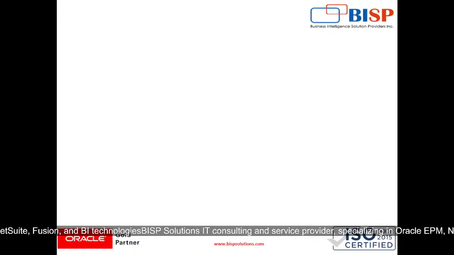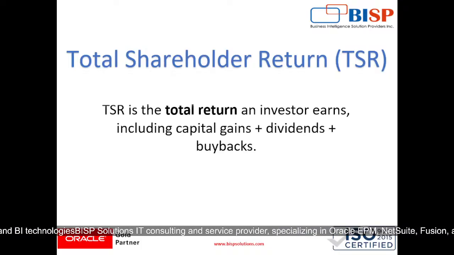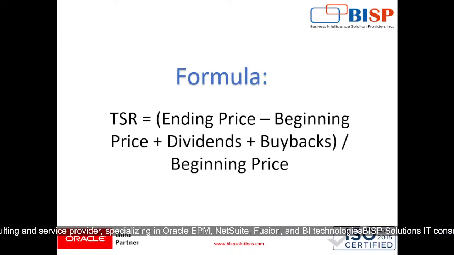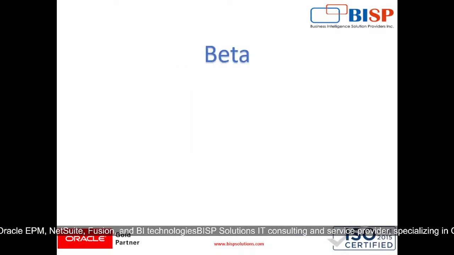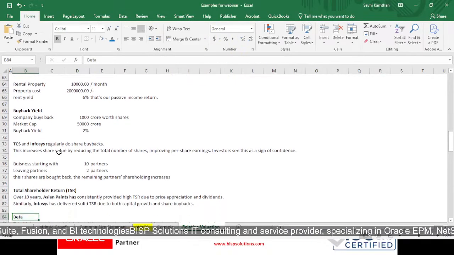Then comes our TSR, which is total shareholders return. TSR is the total return an investor earns, including capital gains plus dividends plus buybacks. The formula is ending price minus beginning price plus dividends plus buybacks, upon beginning price. Okay, so it gives a complete picture of what investors earn. Let's take an example.